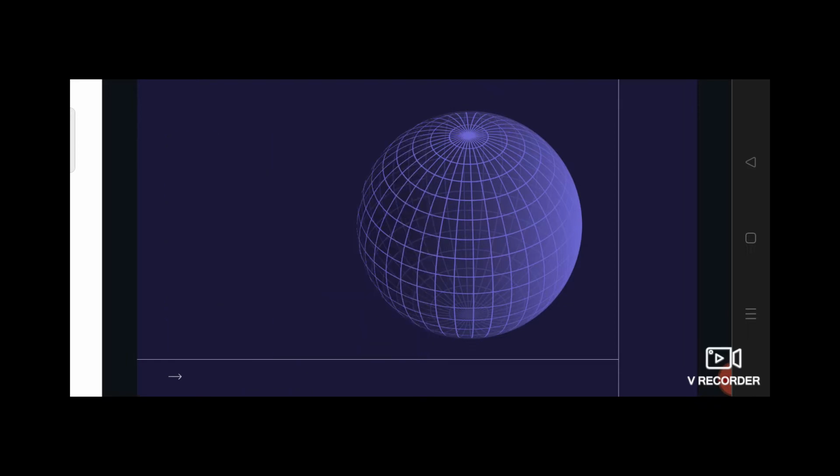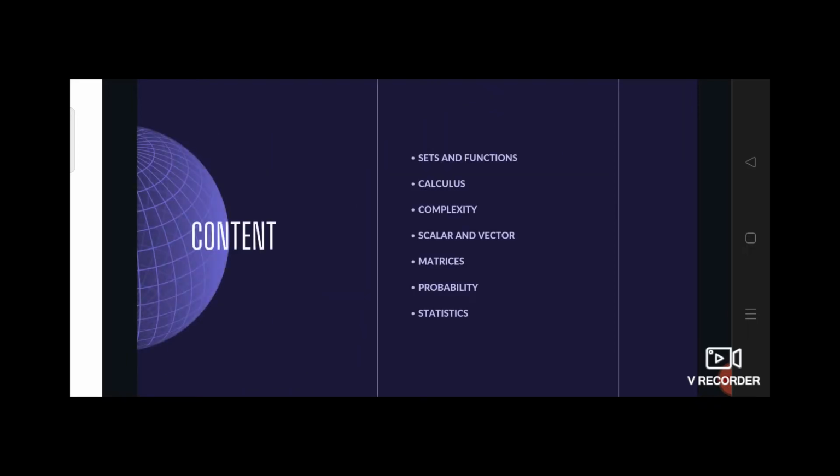So, this is the content. We shall start discussing on sets and functions, then calculus, and then complexity. After which, my friend Swadipto will carry on discussing the rest of the topics: scalars and vectors, matrices, probability, and statistics. So let's start.